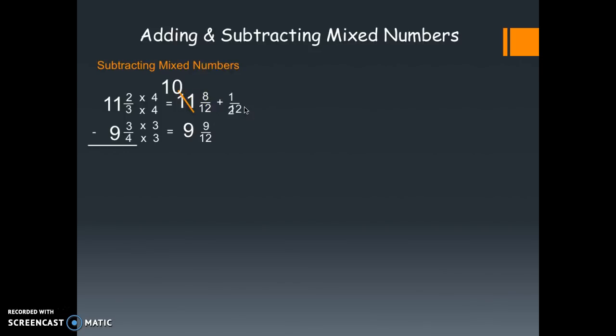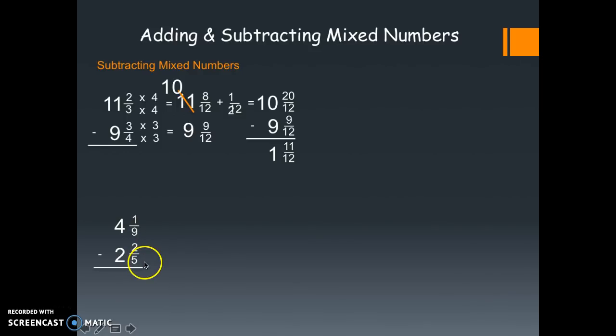Whoopsie. Added to the 8/12 I already have, so that should say that number 2 got moved down here. So 8/12 plus 12/12 is going to give me 20/12. So now I've got my 20/12 minus 9/12. 20 minus 9 is 11. 10 minus 9 is 1. And that whole number is already simplified.